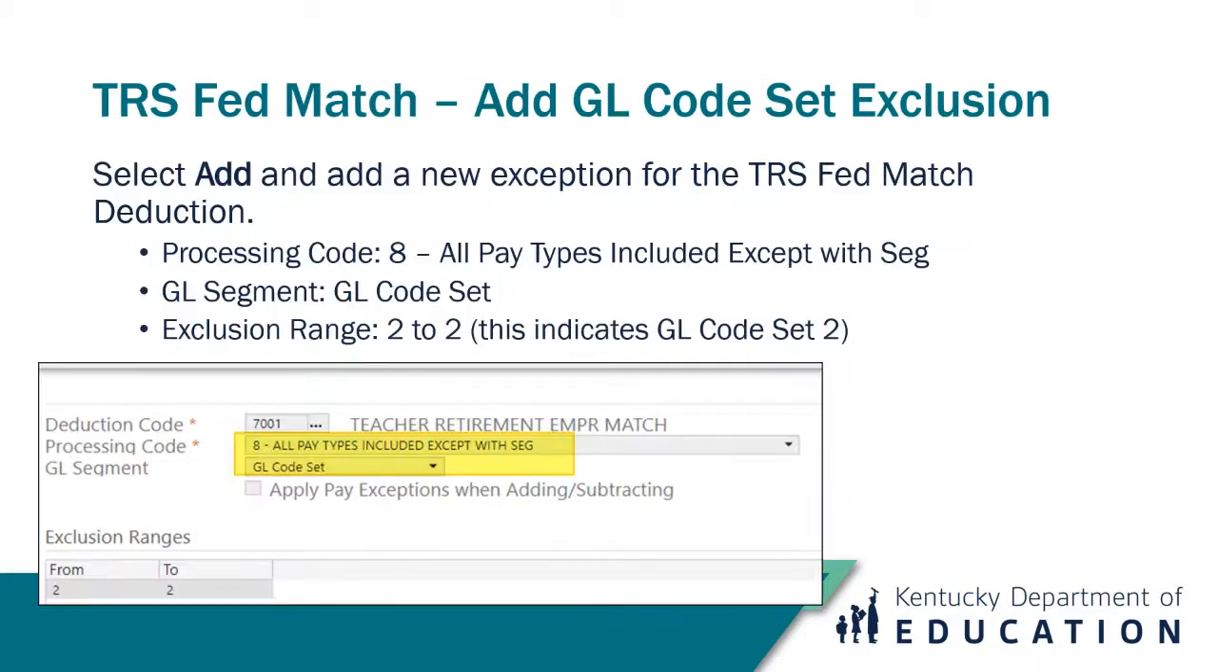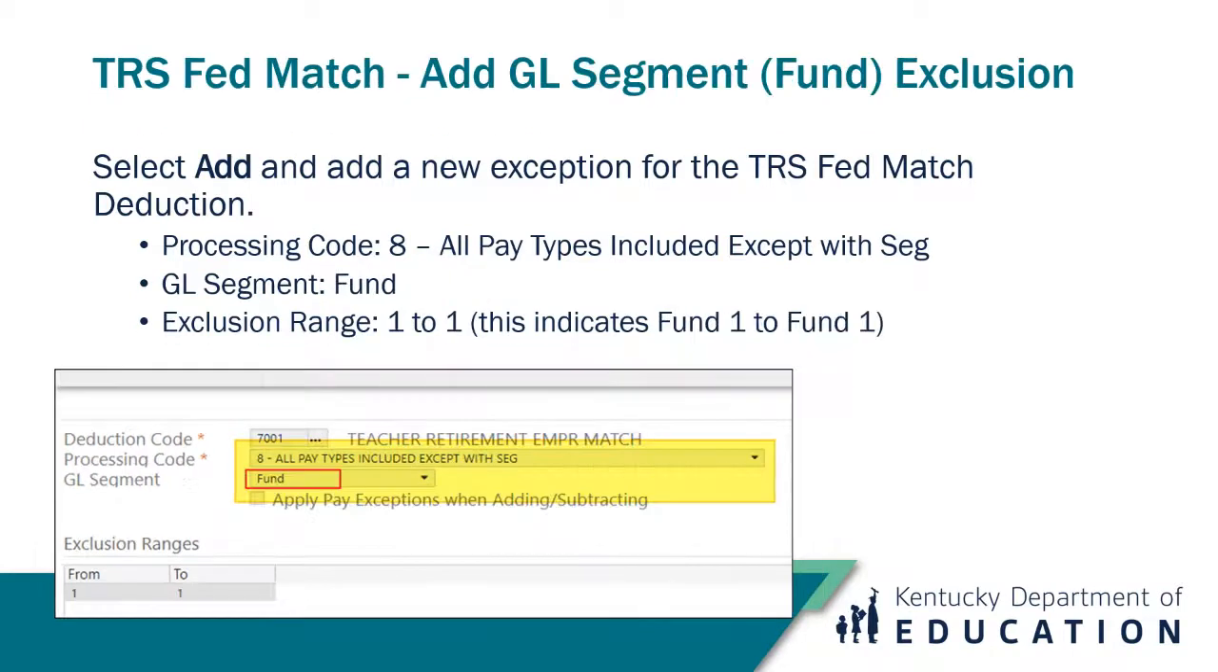At that point, I'm going to add a GL code set for this 7001 deduction. I select Add. I'm going to choose that processing code 8. I'm going to select the GL code set, and the exclusion range will be 2 to 2, and that again is going to indicate that second GL code set that we created. We're not quite done yet, though. We still need to add an exclusion for Fund 1. So anything in Fund 1 is not charged a federal match deduction.